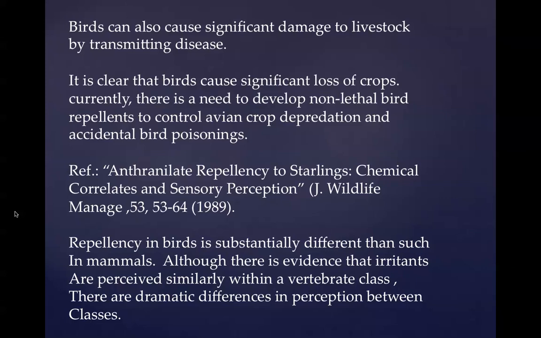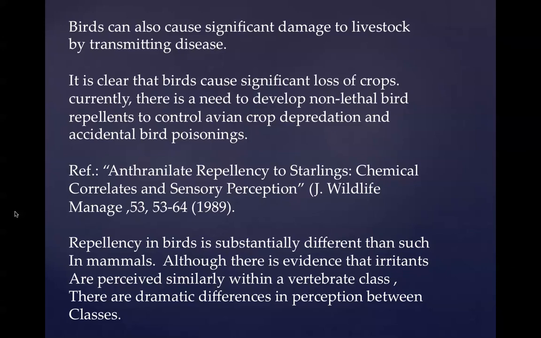Now, at the end of this presentation, this is part one, we will have a nice selection of references. One such reference would be the anthranilate repellency to starlings, chemical correlates and sensory perception, which appeared in the Journal of Wildlife Management, 1989. Repellency in birds is substantially different than such phenomena in mammals.